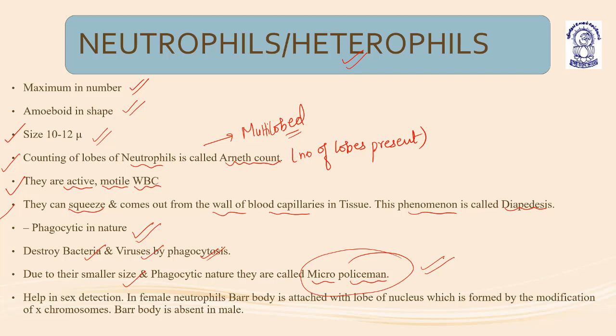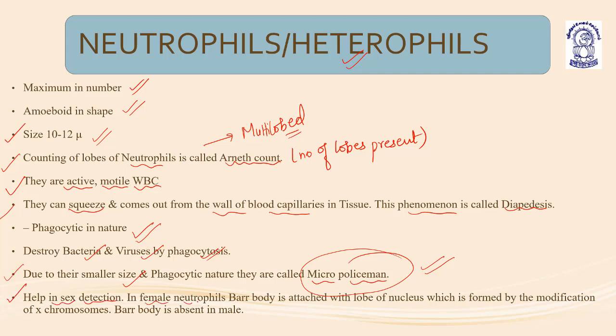Arnett count. They are active and motile WBC. They can squeeze and come out of the blood capillaries into the tissue. This phenomenon is called diapedesis. They are phagocytic in nature. They destroy bacteria and virus by phagocytosis. Due to their smaller size and phagocytic nature, they are called micropolicemen. They help in detection of sex.